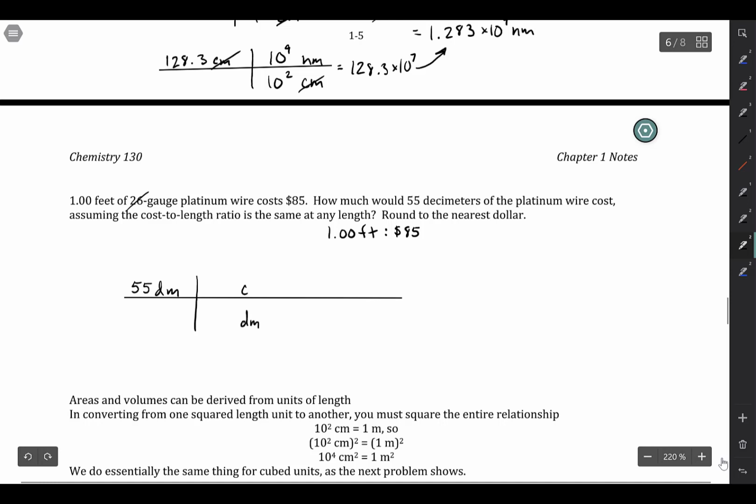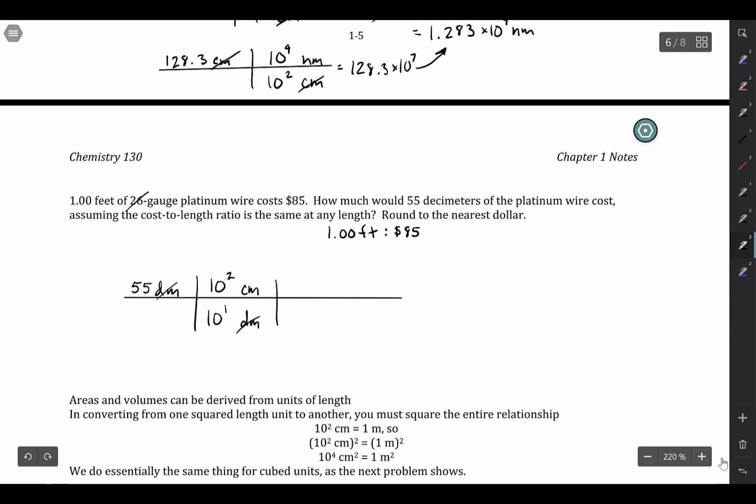But let's use the technique I just used here. So we're going to put the opposite of what each prefix means here. So deci is 10 to the minus 1, so let's use its reciprocal. That's 10 to the positive 1. Centi is 10 to the minus 2, so we put 10 to the positive 2 up there. And again, if you go back and look at the last video, you see why that works. So that gets rid of my decimeters.